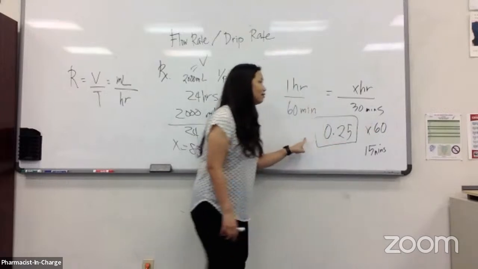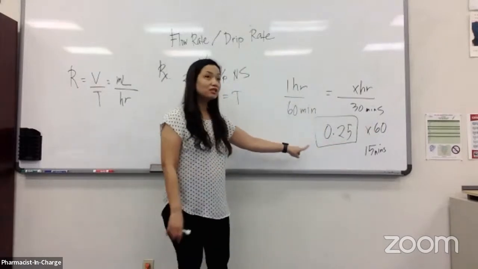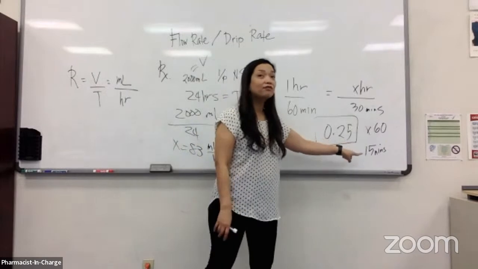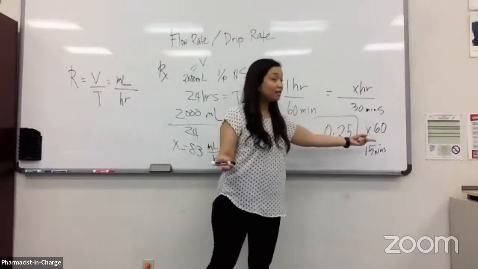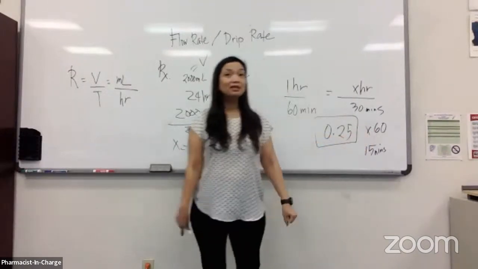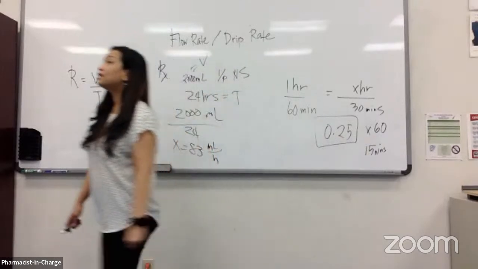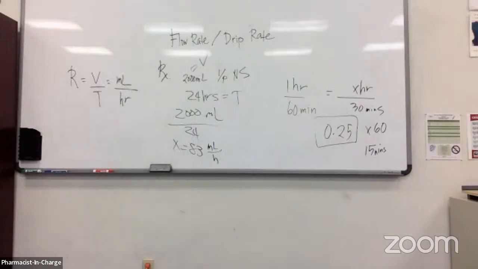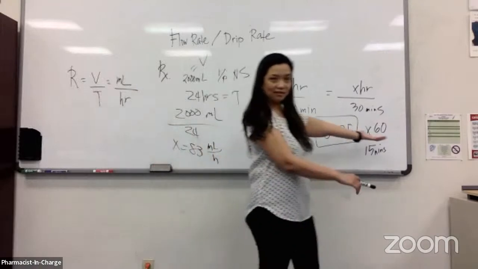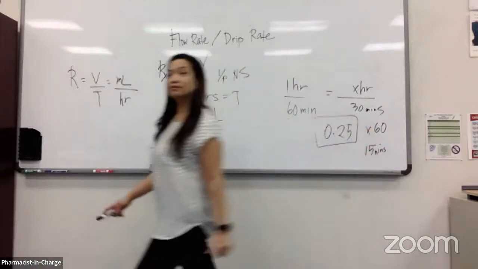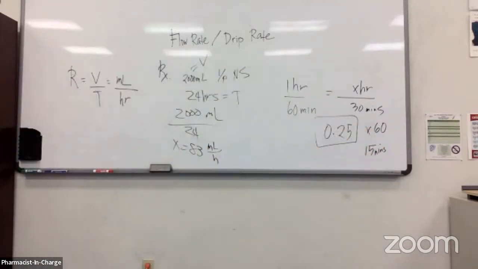That's why I said, if your final answer here turns out to be 0.25 of an hour, that means quarter of an hour. It's 15 minutes. It's not 25 minutes. You see that? So this is like 25% of 60 minutes. Clear? Yes? Are you ready?